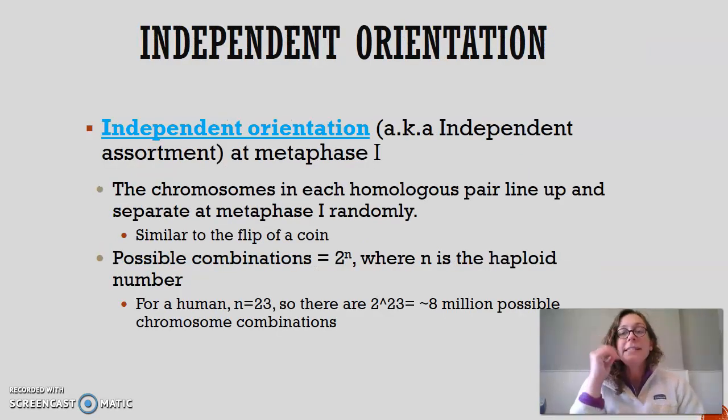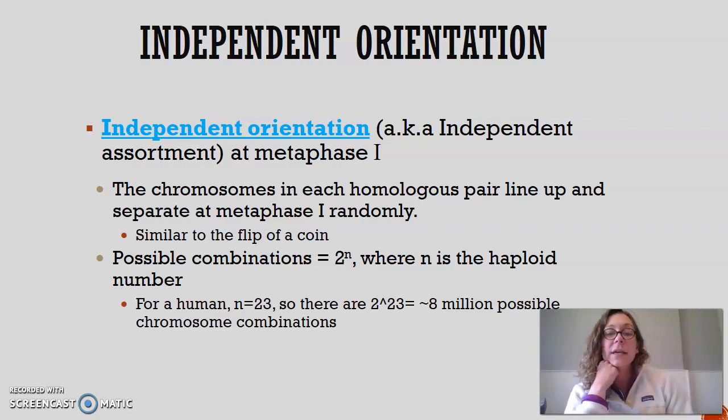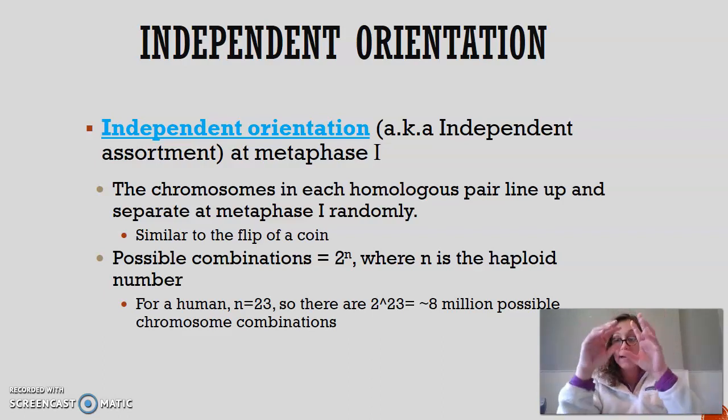So independent orientation, or independent assortment. Again, this is just that idea that chromosomes line up independent of one another on the metaphase plate. If you think about the possibilities, this would say 8 million potential chromosome combinations, depending on how they line up, and thus how they're split apart.